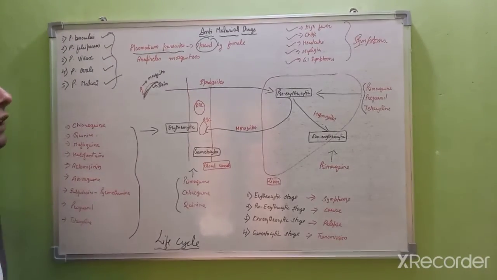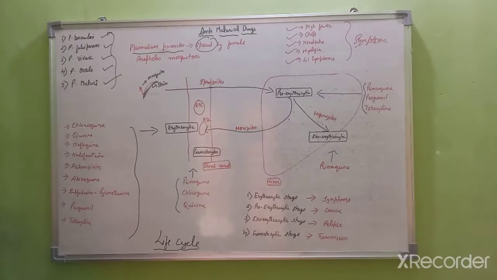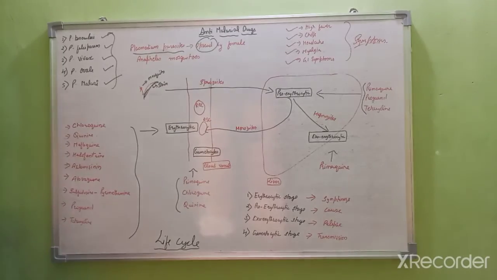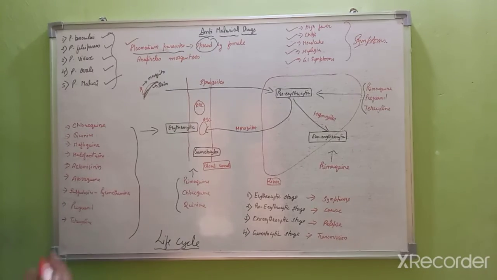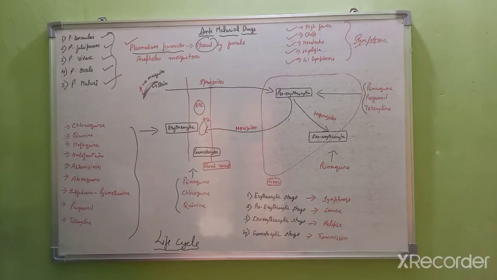So today we will discuss anti-malarial drugs. First of all, we discuss the life cycle of malaria. We know that malaria is caused by Plasmodium. Malaria is a Plasmodium parasite that is spread by a female Anopheles mosquito.